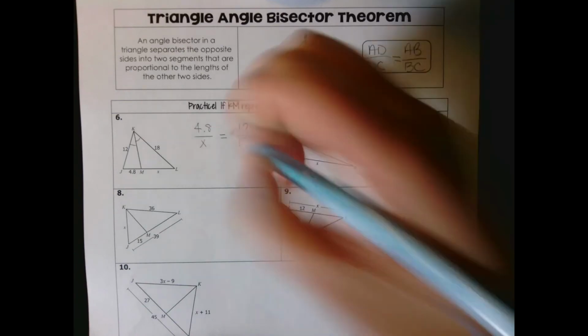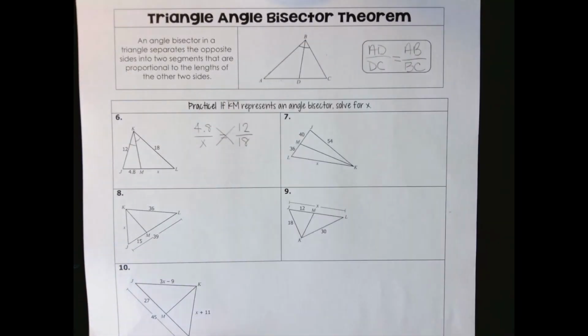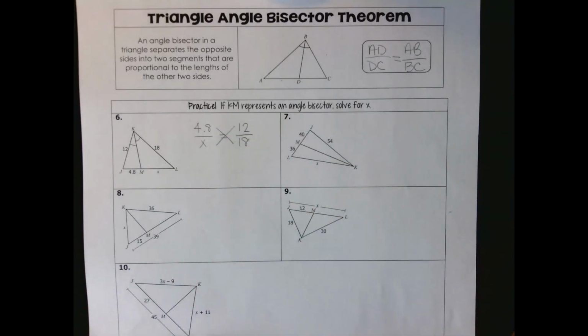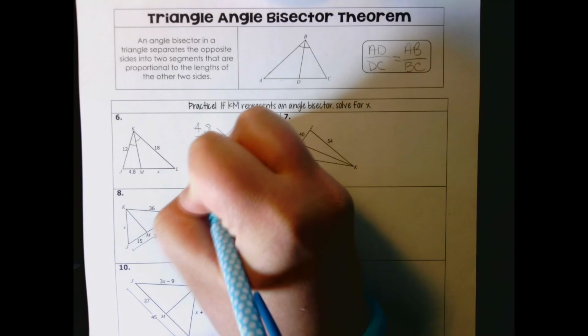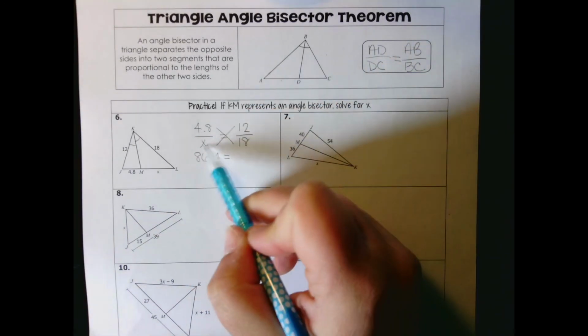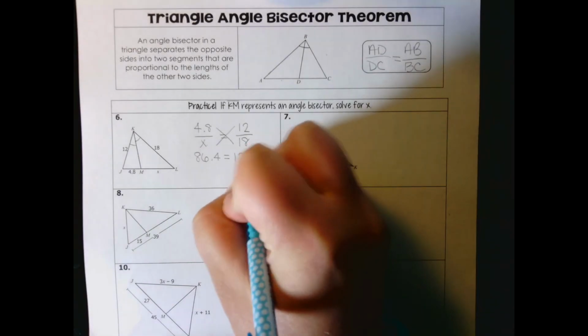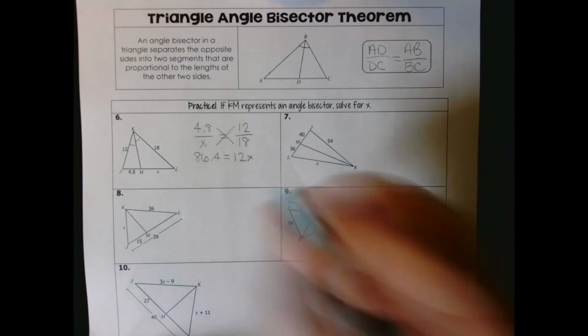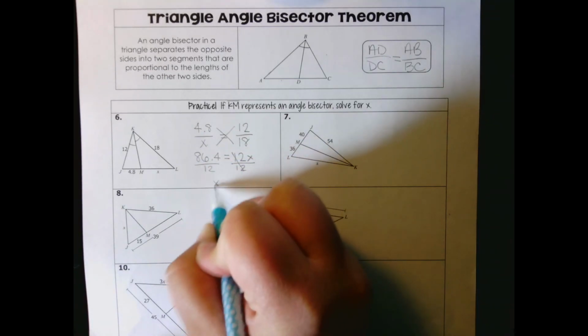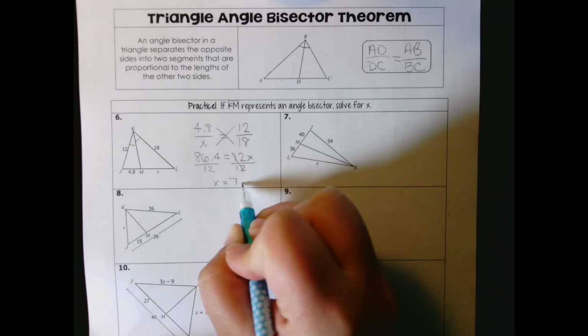Then going to cross multiply. So I've got 4.8 times 18, which is going to give me 86.4. Setting that equal to 12 times x, or 12x. Going to divide both sides by 12. Those cancel. I'm left with x equals 7.2.